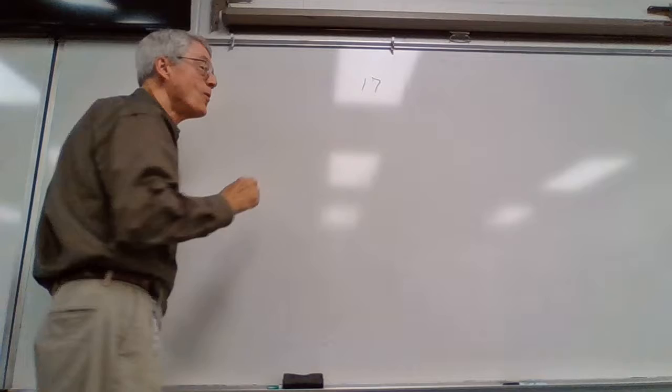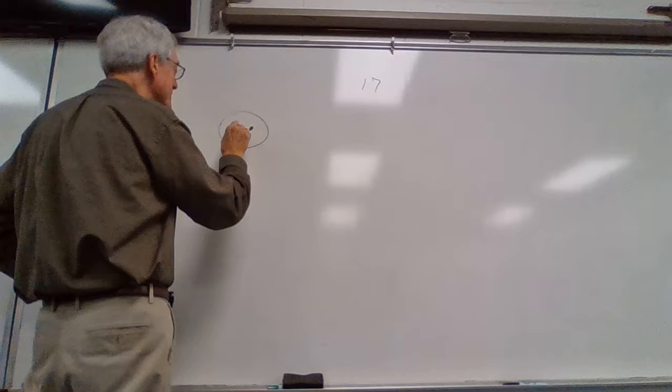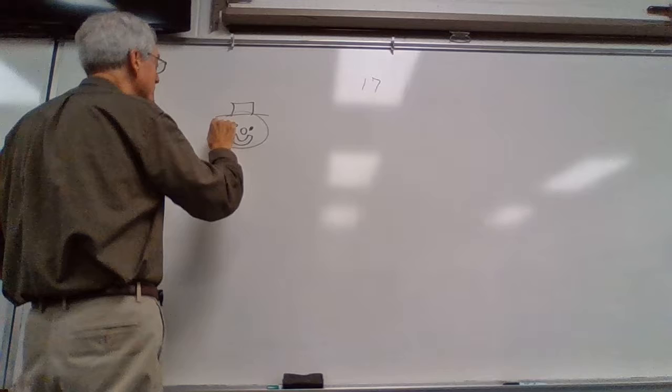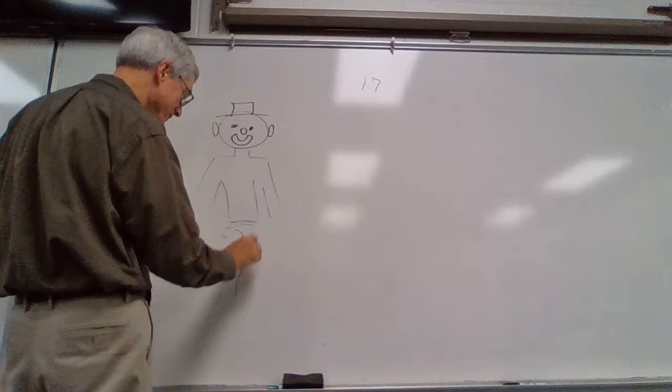Hold it. It's a clown. I don't know what a clown really looks like, but you know, he's got this big smile thing. He's got a big round nose. Adorable. He's wearing some kind of hat, probably. He's got big ears. He's got big fluffy pants, and he's got giant feet.